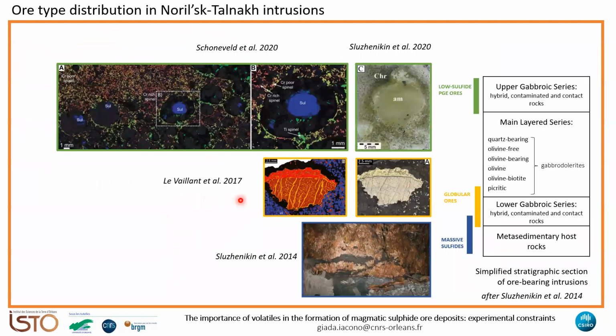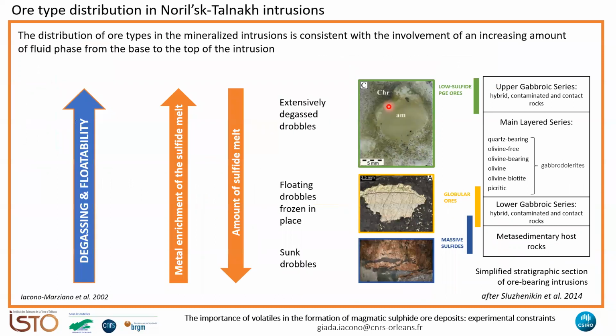So if we look at the distribution of the ore types within Norilsk-Talnakh intrusions, we see that the massive sulfides are at the base of the intrusion or even within the metasedimentary host rocks. The globular sulfides are in the lower part of the intrusion, and the low-sulfide PGE ores are in the upper part of the intrusion. And this is consistent with the involvement of an increasing amount of fluid phase from the base to the top of the intrusion. So a decreasing amount of sulfide melt and an increasing metal enrichment of the sulfide melt.